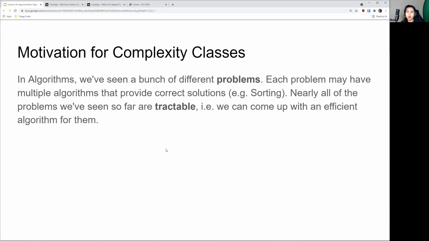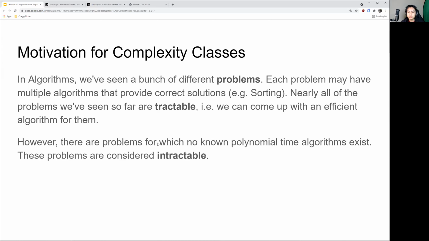Nearly all of the problems we've seen are tractable in the sense that the algorithms associated with them are efficient, right? They can run in maybe O(1), O(n squared), something along those lines that makes it really an algorithm we can actually use in real life.